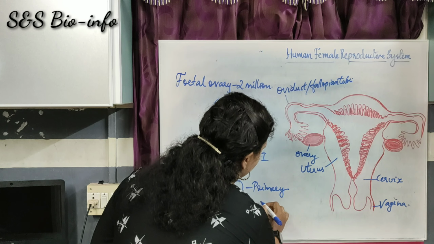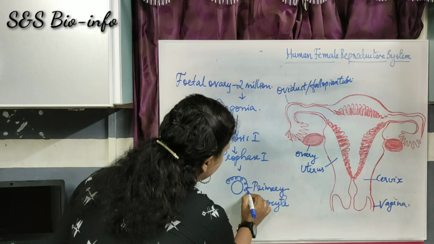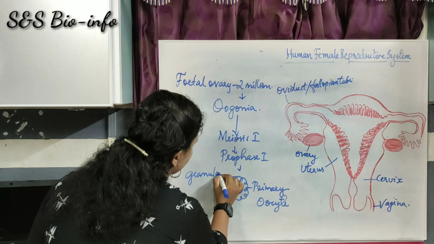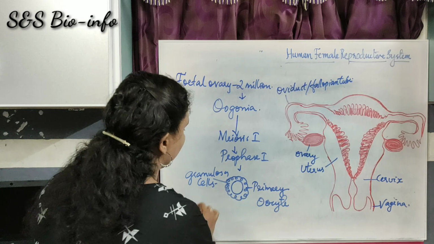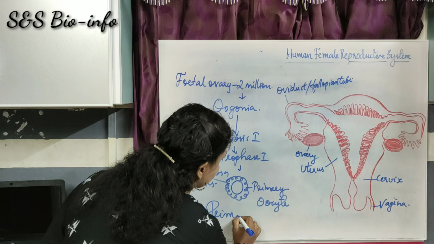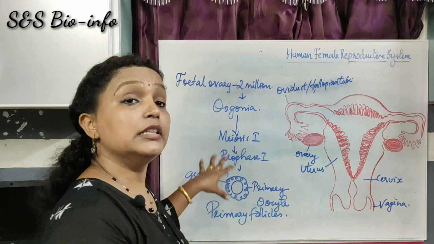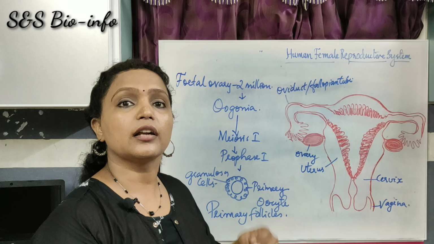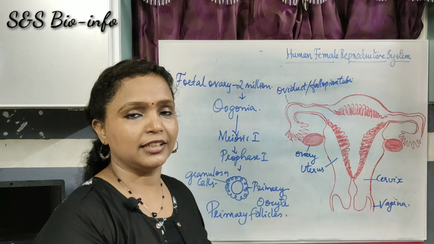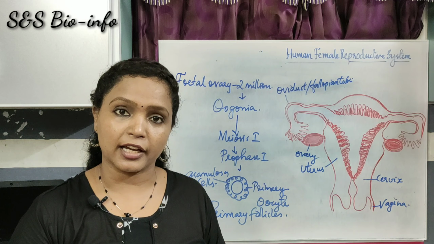Primary oocyte with one layer of granulosa cells around it. This particular structure is called primary follicle. These primary follicles are found in the ovary of the female child after birth. These are the immature ova that are found in the ovary of the female child.